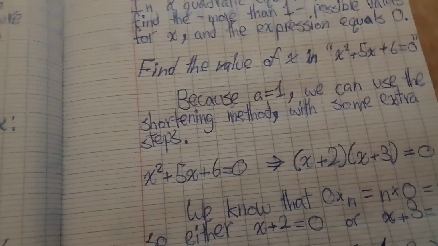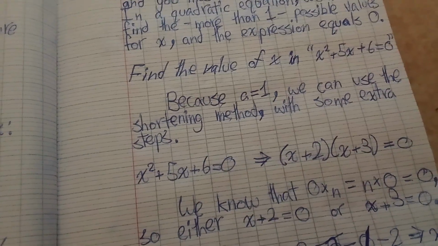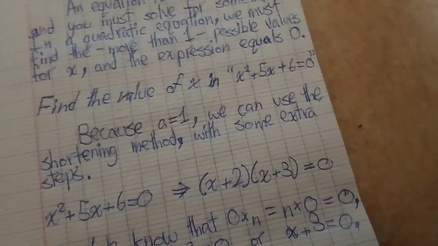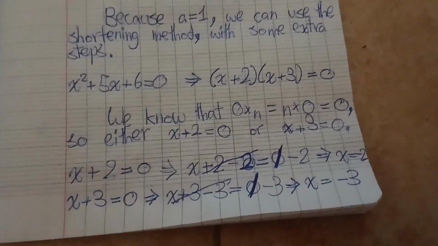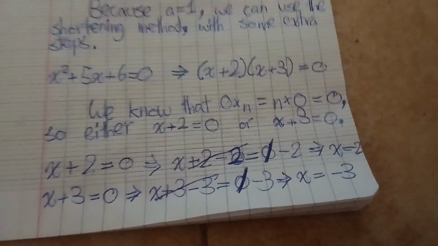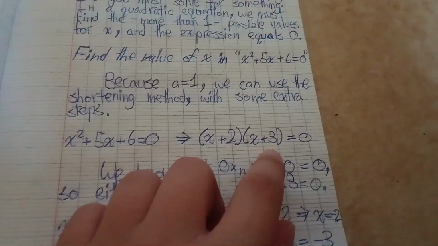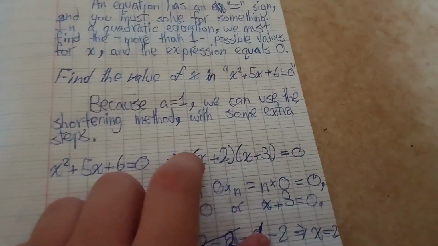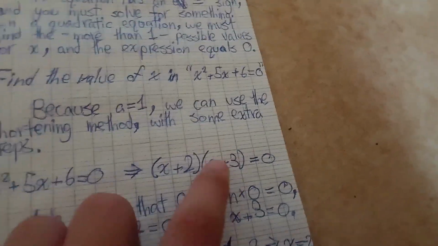So we know that x squared plus 5x plus 6 equals 0 means that x plus 2 times x plus 3 equals 0. We know that 0 times n equals n times 0 equals 0. So either x plus 2 equals 0 or x plus 3 equals 0. If x plus 2 equals 0, then 0 times x plus 3, no matter what, will equal 0. And if x plus 3 equals 0, then x plus 2 times 0, no matter what, is 0.